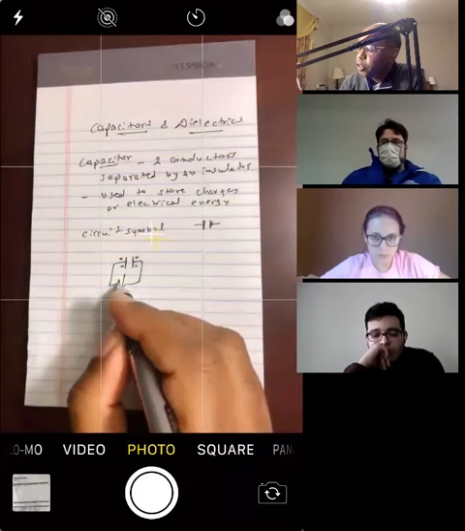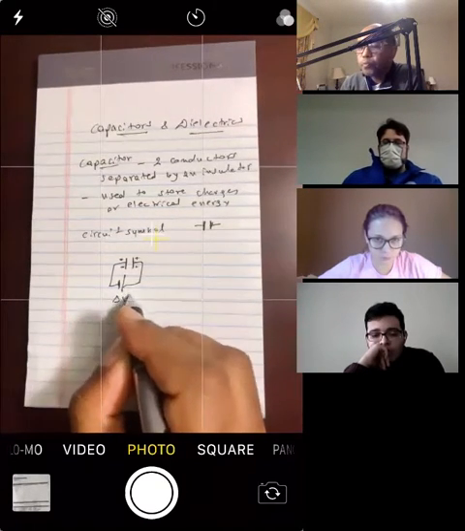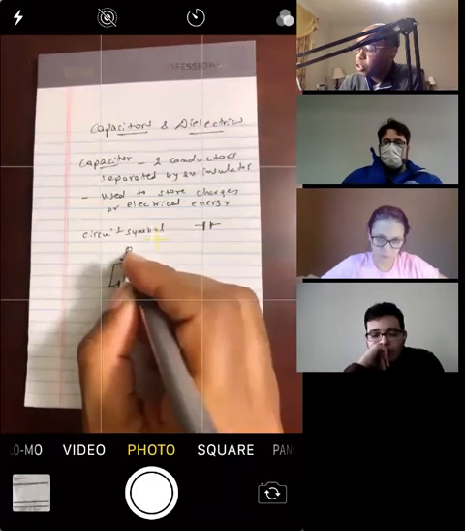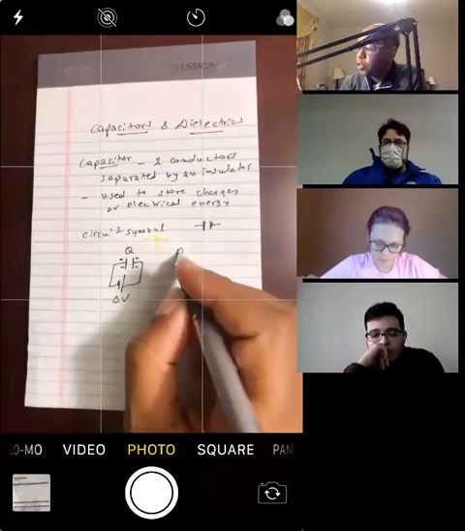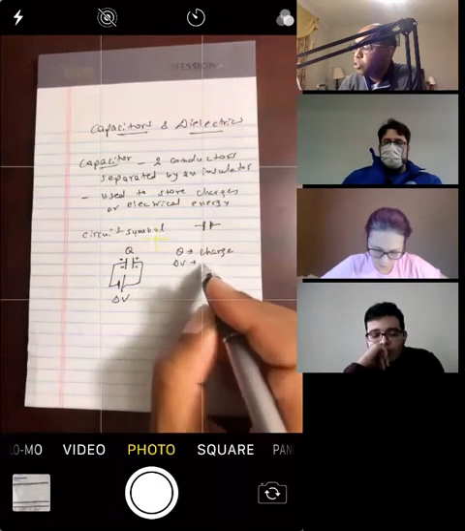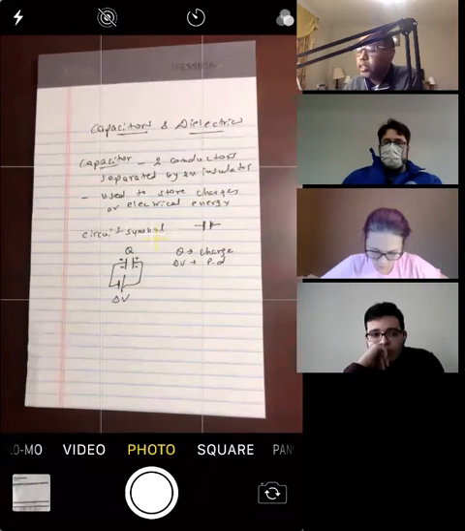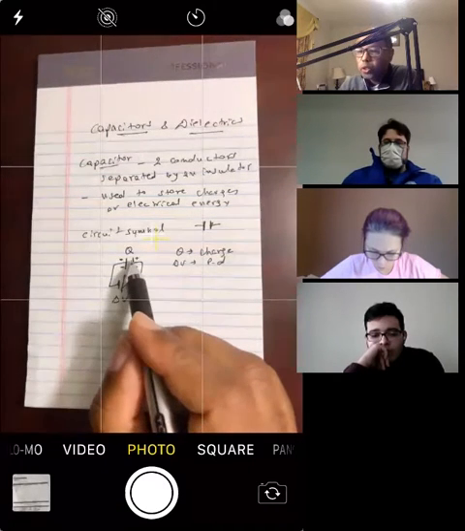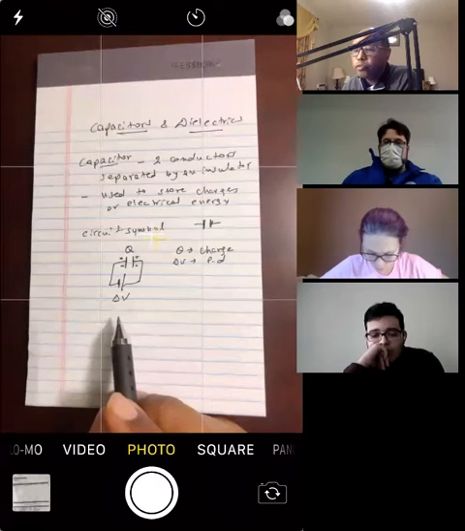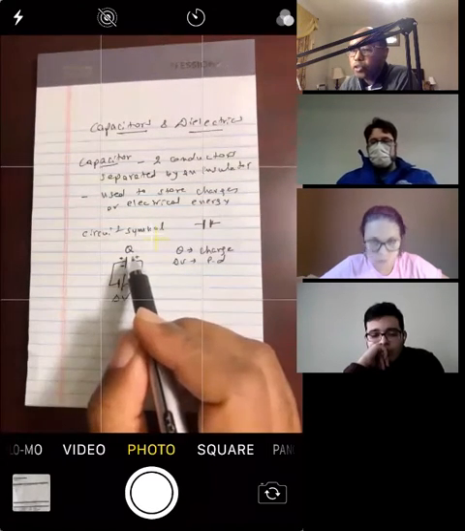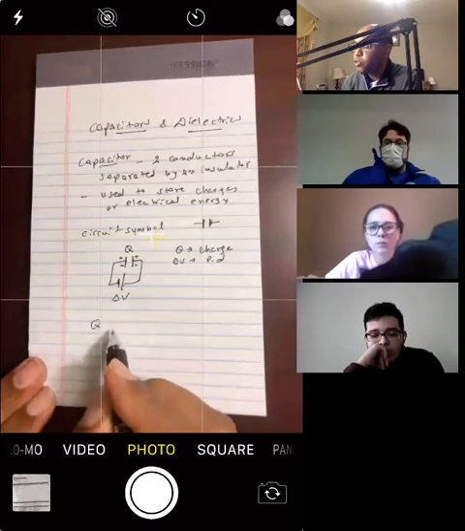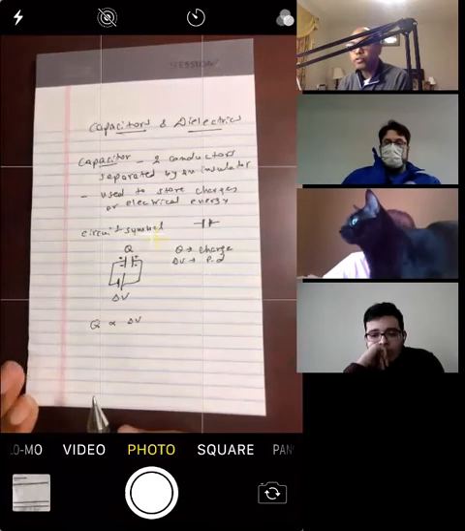So let's say the potential difference of this battery is delta V, and this delta V makes the capacitor store a charge Q. Q stands for the charge accumulated on the capacitor. Experiment shows that the charge accumulated is directly proportional to the potential difference. The greater the potential difference of the battery, the greater the charge on the capacitor.